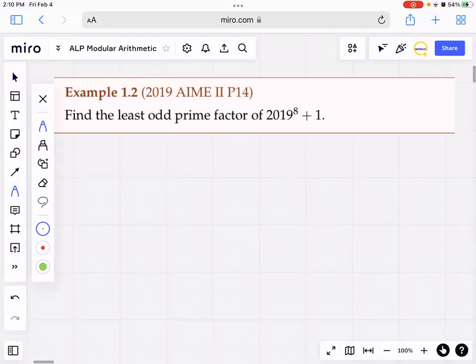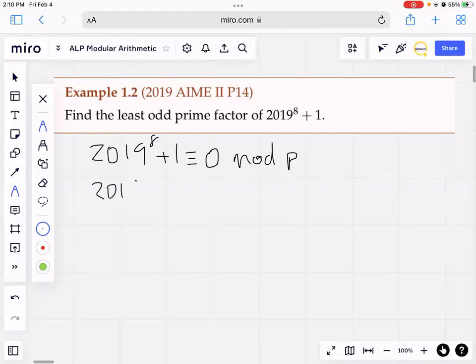So let's write this out in the modular form that we've been using. We have that 2019 to the power 8 plus 1 is congruent to 0 mod p. We need to find p, because the 0 just means that 2019 to the power 8 plus 1 is divisible by p. Then let's subtract 1 from both sides, so 2019 to the power 8 is congruent to -1 mod p.